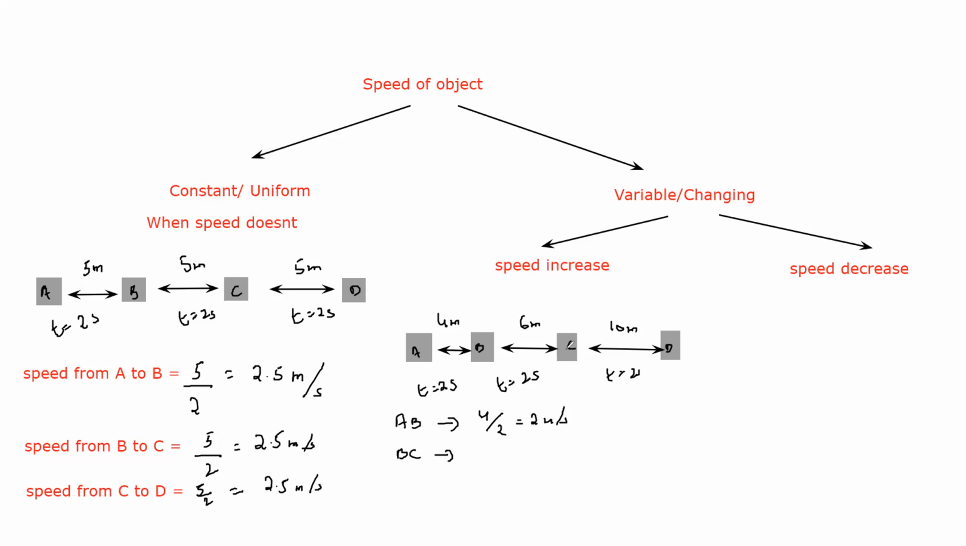Moving from B to C, it covers 6 meters, and it took again 2 seconds. So 6 divided by 2 is equal to 3 meters per second. And from C to D, the object covered 10 meters, and it took 2 seconds. So 10 divided by 2 is equal to 5 meters per second. So when the value of the speed is increasing, we call that the object's speed is increasing, or it is a variable or changing speed. And the last example, object speed might decrease.